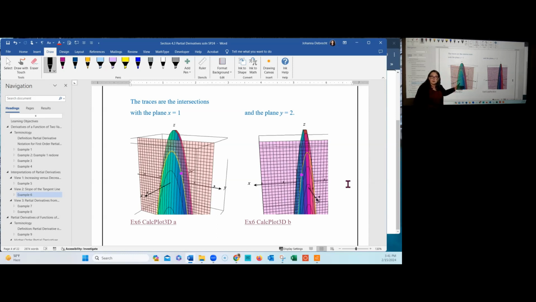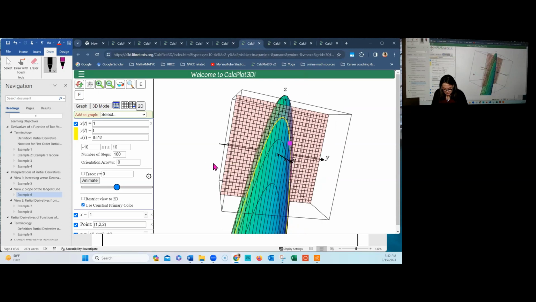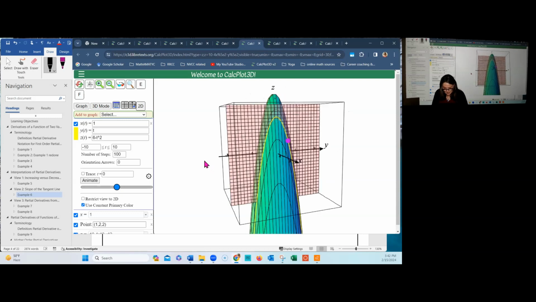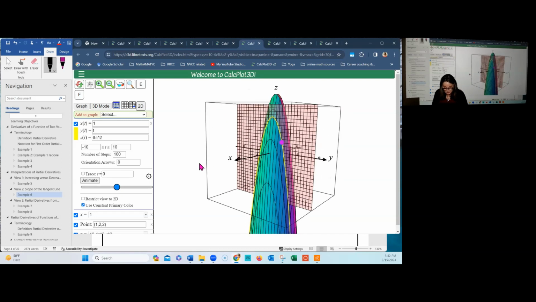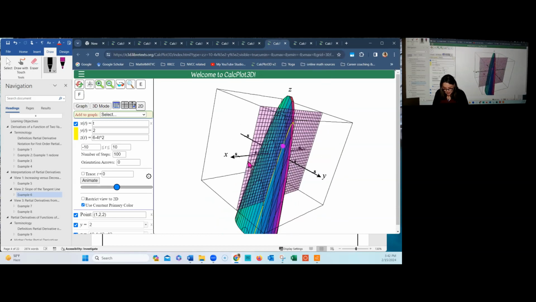This will be dictated by the partial with respect to y. If I'm doing the partial with respect to x, I hold y constant, in this case the plane y equal 2, and this gives me a different intersection with that paraboloid. Let's take a look at the two intersections right now. Here's the first one, which you can see right here, and it's intersecting with the plane where x equals 1, and it looks like that. And you can see the point 1, 2, 2 right here in pink. The other one is going to be intersecting where y equals 2.